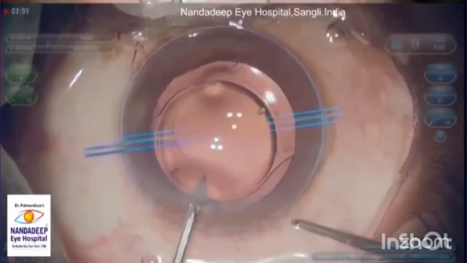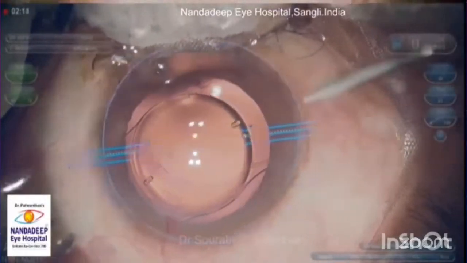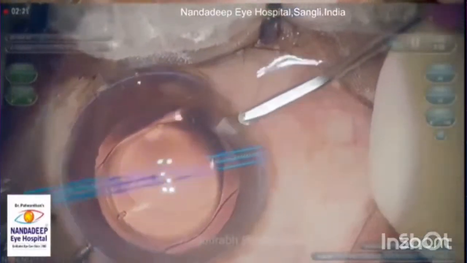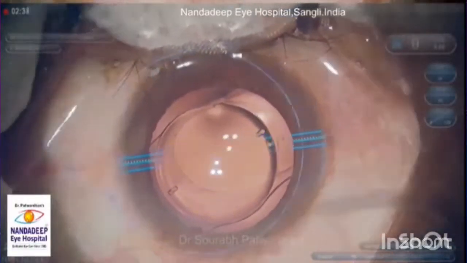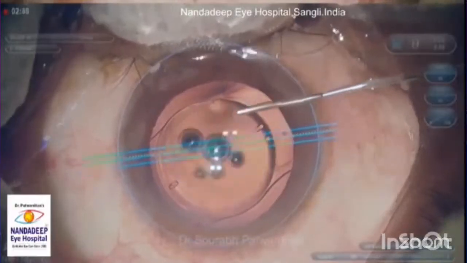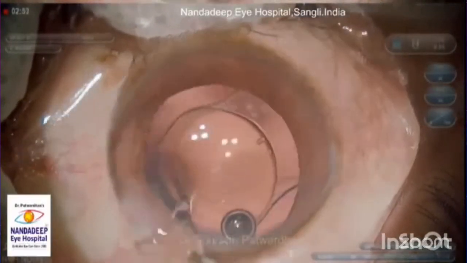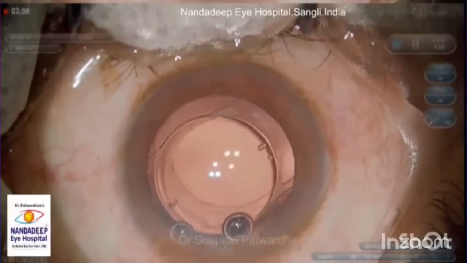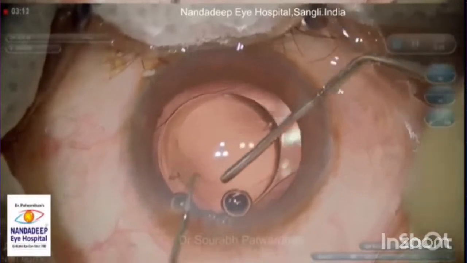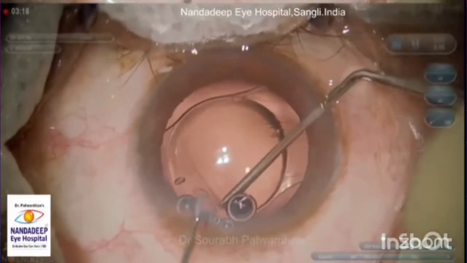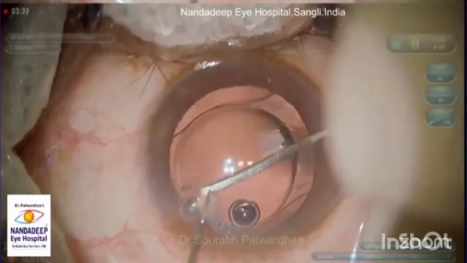So now we can see that since it was 3 weeks post-op, the initial incisions were opened. No new incisions were made. Viscoelastic was injected. And very gently, the capsule and the IOL were separated from each other.